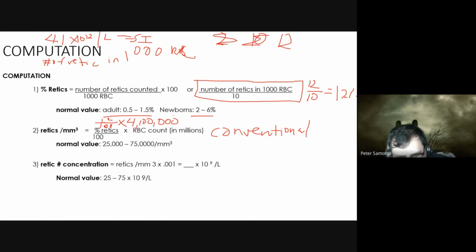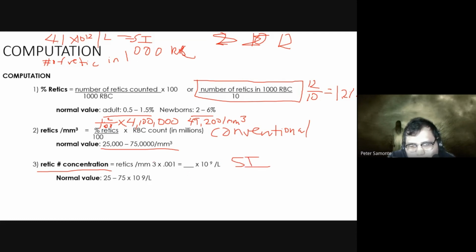You would get 1.2 divided by 100 times 4,100,000. You would get 49,200 per cubic mm. The normal value, class, is 25,000 to 75,000 per cubic mm. Now, you would want this in reticulocyte number concentration. So basically, class, this is just the SI. And if you recall, you're just going to multiply it by 0.001.